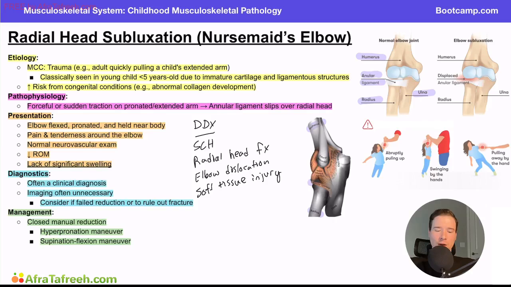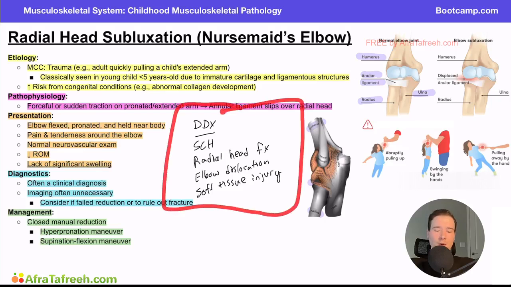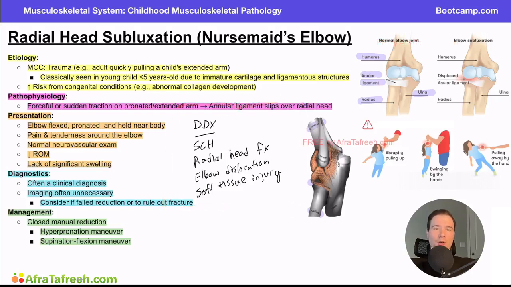Pathophysiology, again: forceful traction, typically in a pronated extended arm, but not always, leads to the annular ligament slippage. Presentation: elbow flexed, pronated, held near body. Very classic presentation in a pediatric question and even in the real world itself. Additionally, these patients can present with pain and tenderness around the elbow, decreased range of motion, lack of significant swelling, and they will have a normal neurovascular exam, right? If neurovascular structures are damaged, you're going to need further workup. You're going to need further imaging, potentially even surgical intervention, as likely it's one of these things that has occurred rather than the nursemaid's elbow.